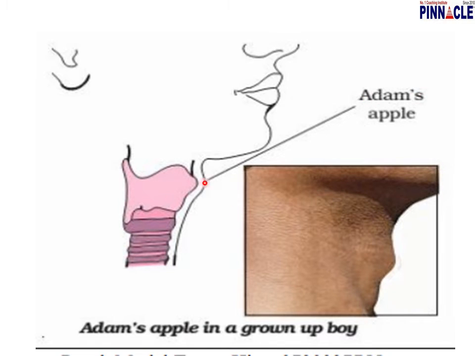This is Adam's apple. This is Adam's apple in a grown-up body, and earlier it is not so grown. After a certain age, it will look like this. Otherwise, it is flat.